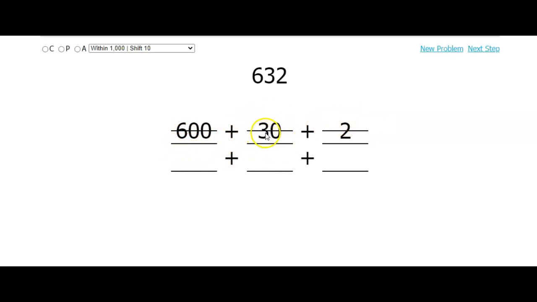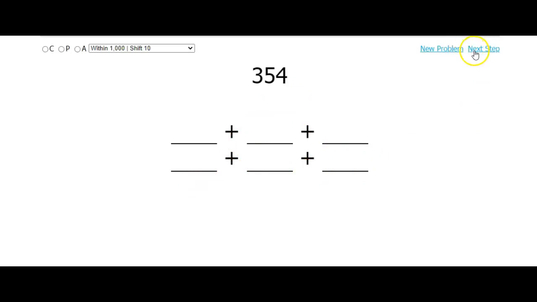So I have 3 tens, which is 30. I'm going to shift one of these tens and move it with my ones. So if I shift a 10 from 30, that leaves me 20. And if I shift it over to the 2, 10 and 2 is 12. So look at this. My 600 stays the same. My 30 becomes a 20, my 2 becomes a 12. So 632 is 620 and 12.